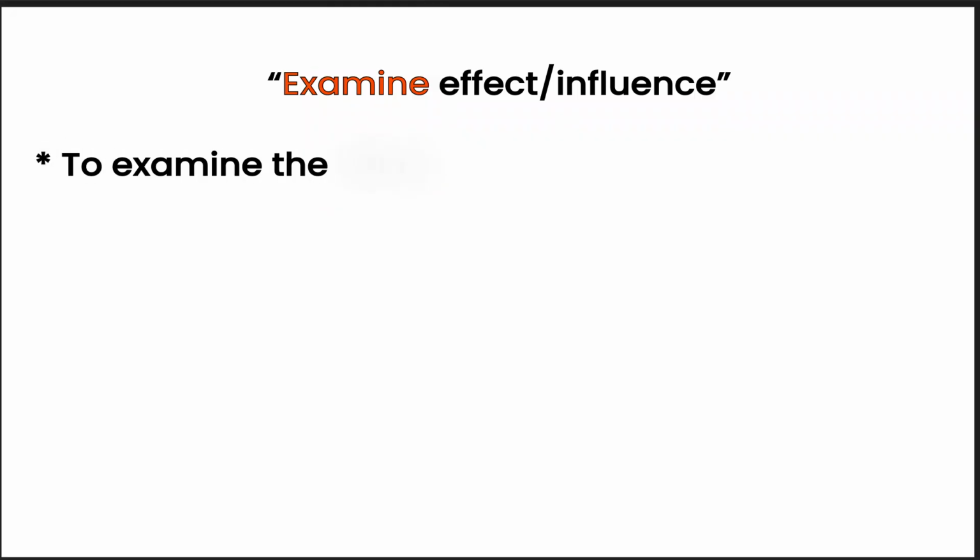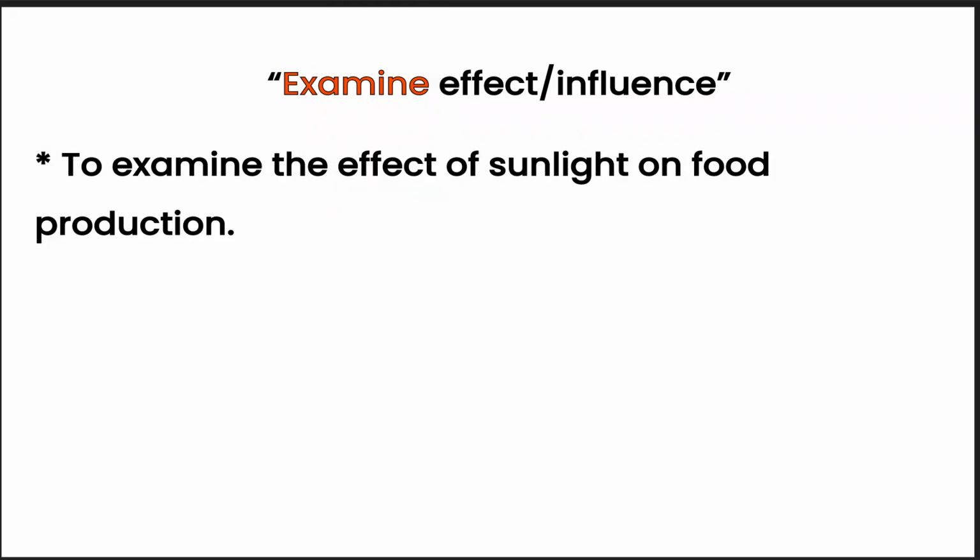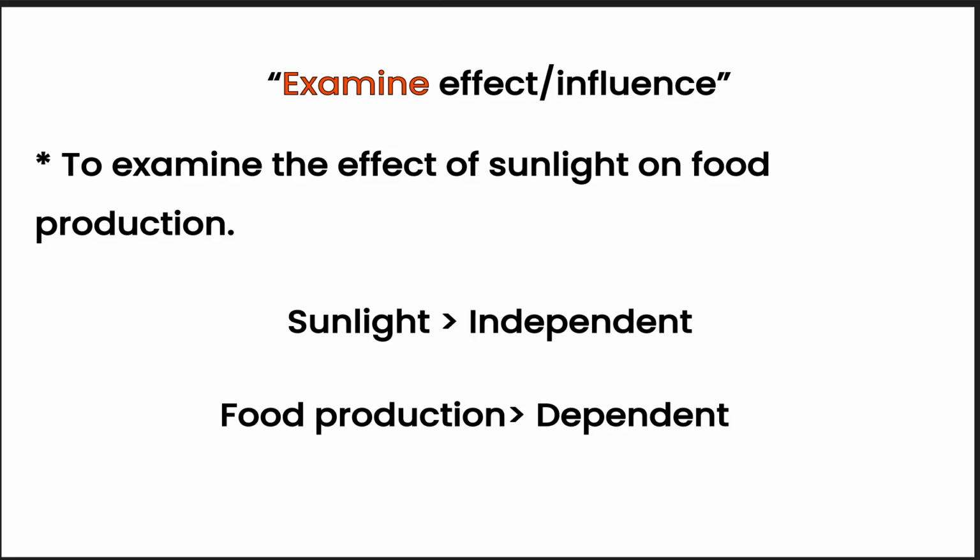Let's say your research objective is to examine the effect of sunlight on food production, and we have an independent and dependent variable. The independent variable is the sunlight and the dependent variable is the food production. So for this, remember you are looking at the effect. And remember I said earlier that once you see effect or influence, what comes to mind is regression analysis.